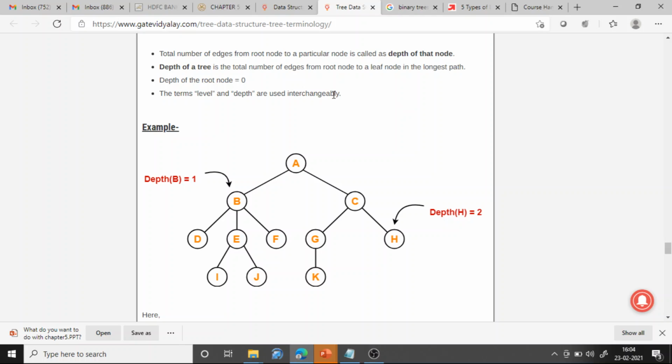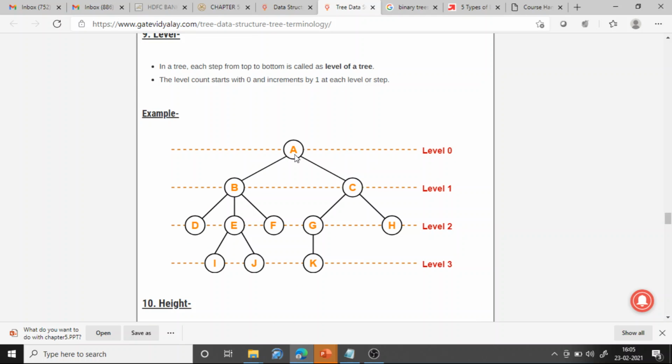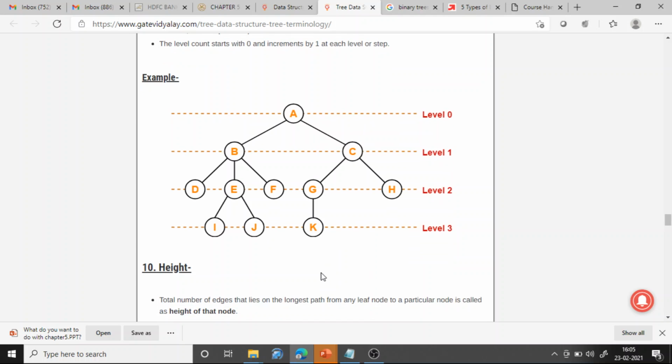So in this case, as per this particular figure, the root node is at depth 0. This is depth 1, this is depth 2, depth 3. As per the textbook, this is depth 1, this is depth 2, this is depth 3, and this is depth 4.